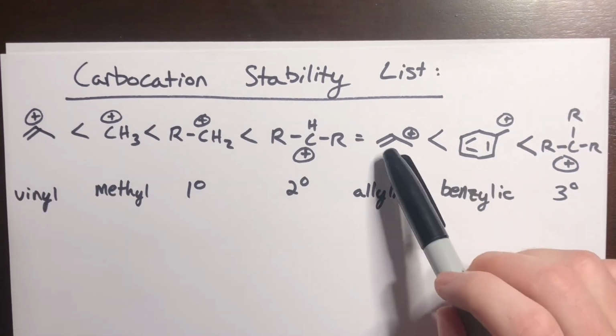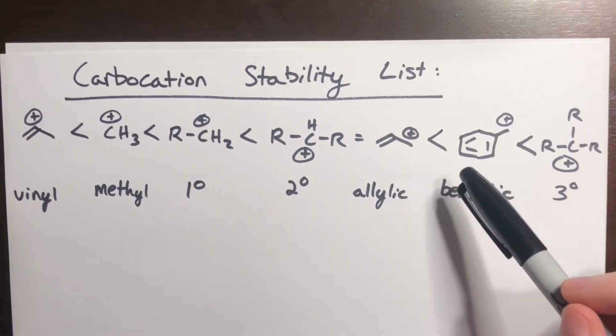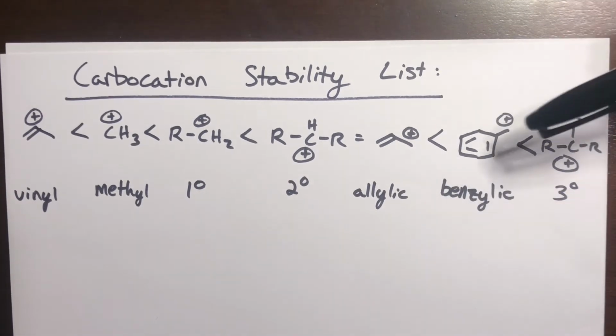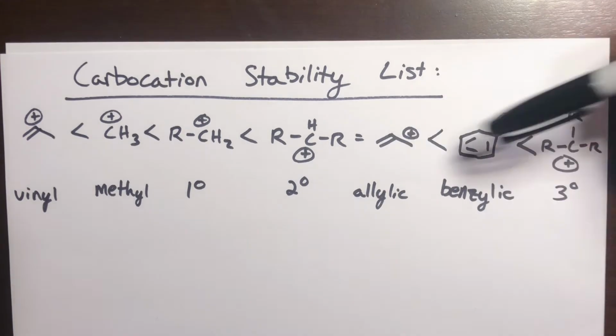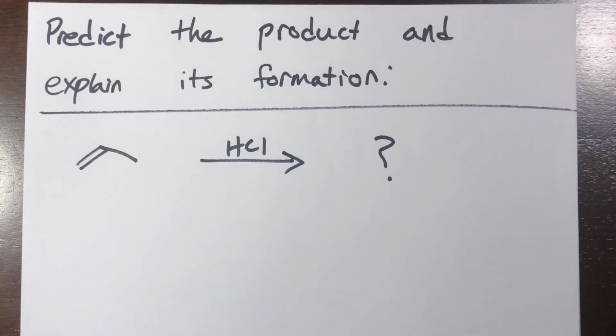Allylic and benzylic both have resonance structures that can form that stabilize the positive charge, so that explains their relative stability. For the remainder of the video, I will work through a few specific examples explaining the approach and thought process behind solving them. So in this case, our question is: predict the product and explain its formation.